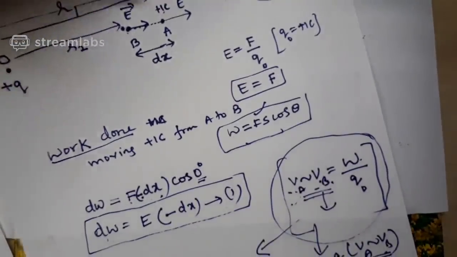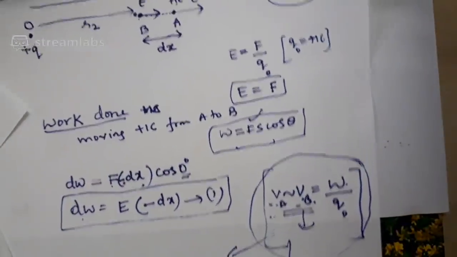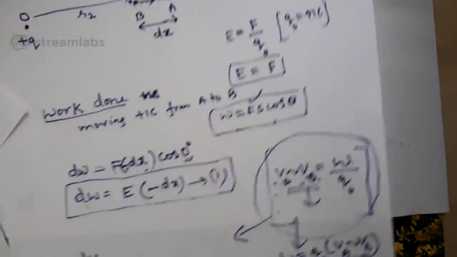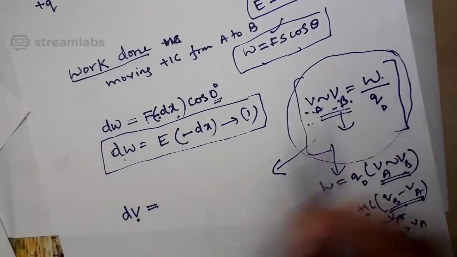There is a potential difference between A and B. Let me take the potential difference between A and B as dV, because A and B are very close, no? Even though the potential difference may be very small. So I'll take this VA minus VB as dV.